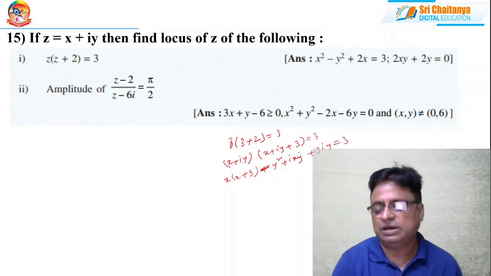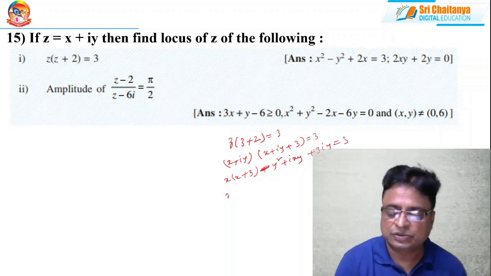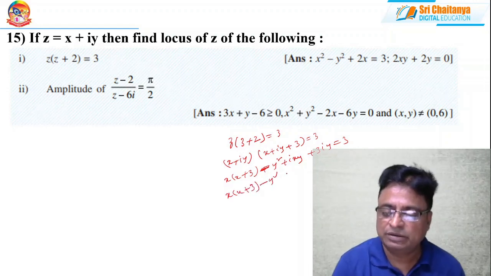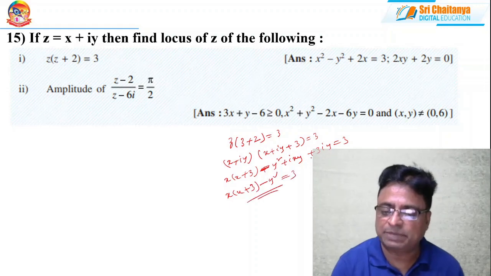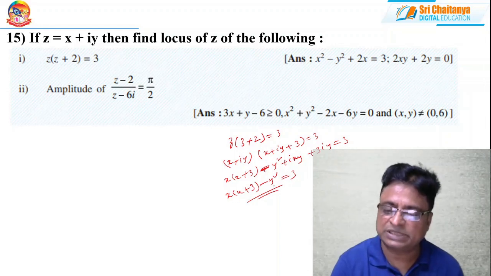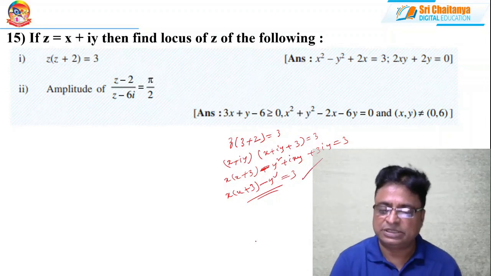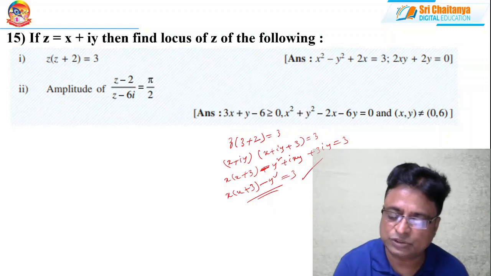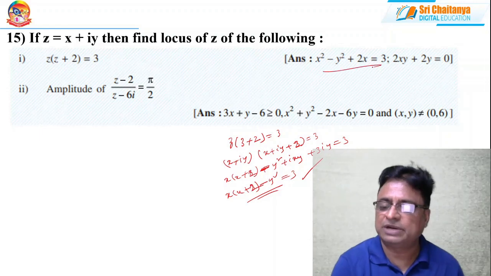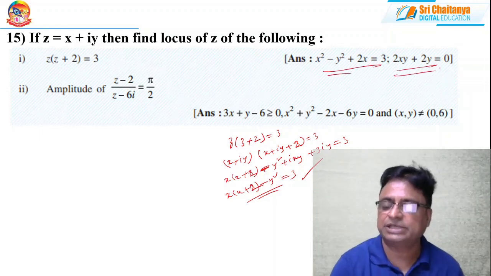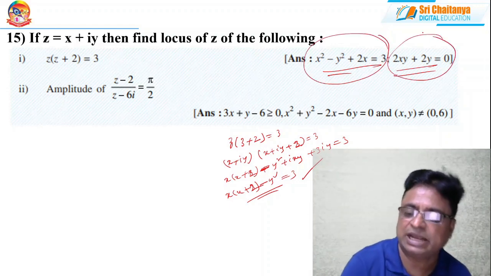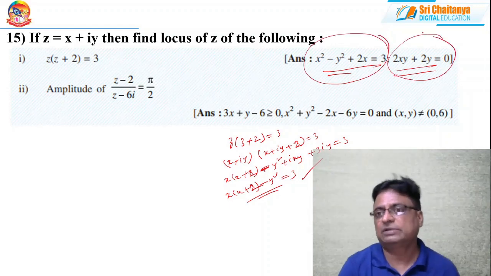Now equate real and imaginary parts. So x into x plus 3 minus y square equal to 3. This is plus 2x, of course. So you will get the real part, and by equating the imaginary part you can get the other. So one indicates what? A circle, and this indicates what? A curve.